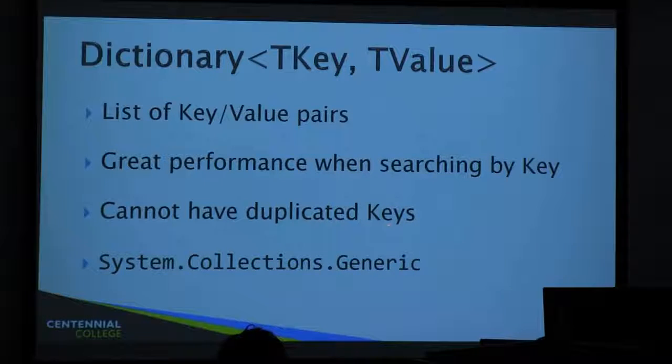However, it cannot have duplicated keys. But again, maybe that's fine for our use case. There's no student ID that is duplicated, so great, it's okay for our use case. And as with lists, it also comes from the namespace System.Collections.Generic. They come from the same namespace, both dictionary and list.